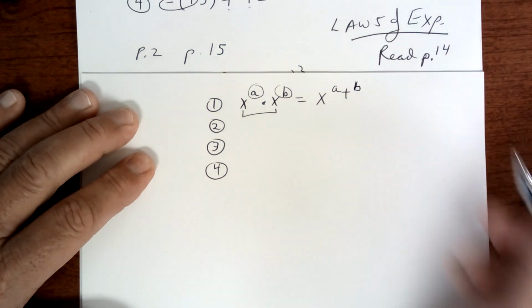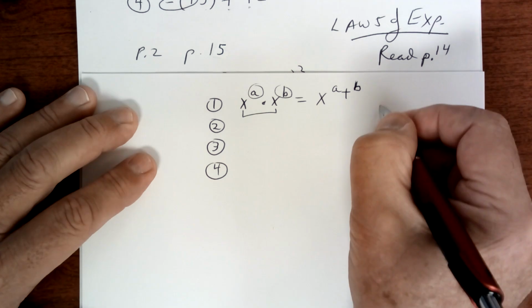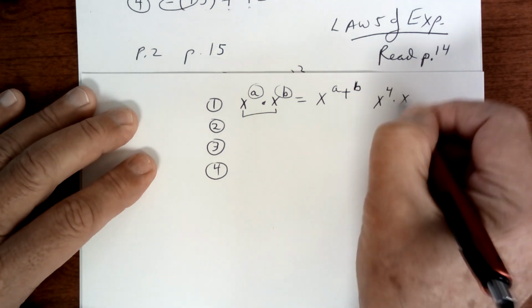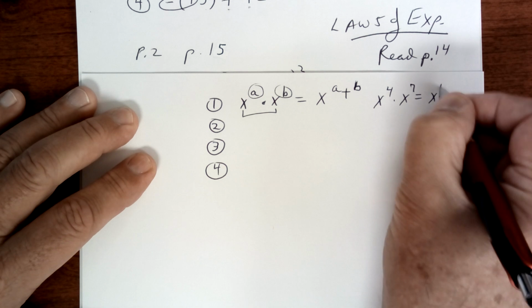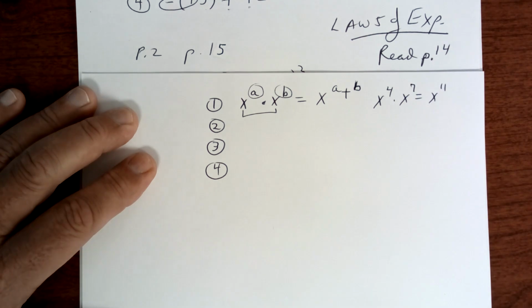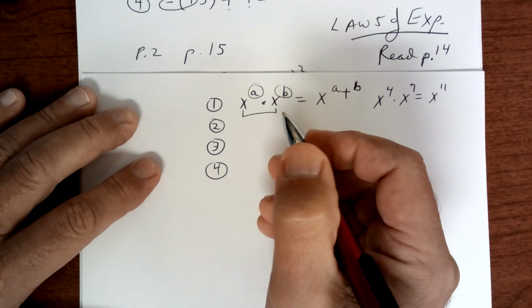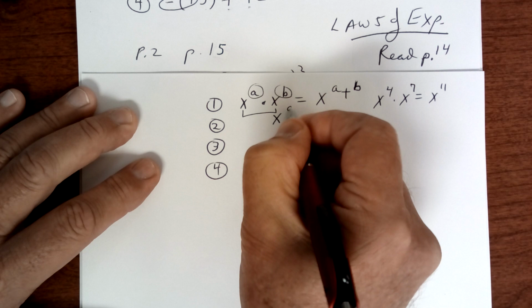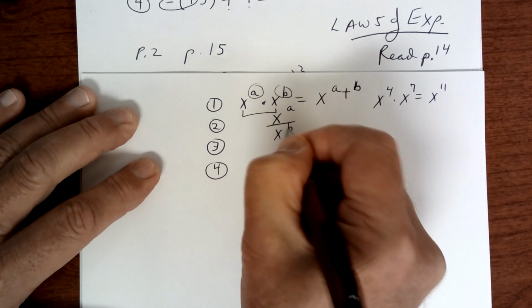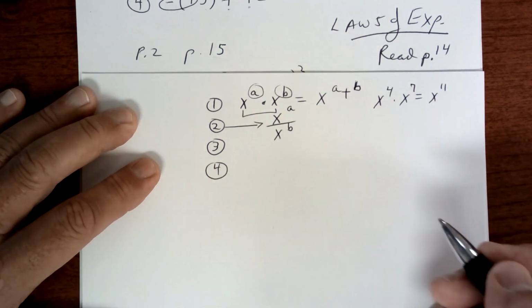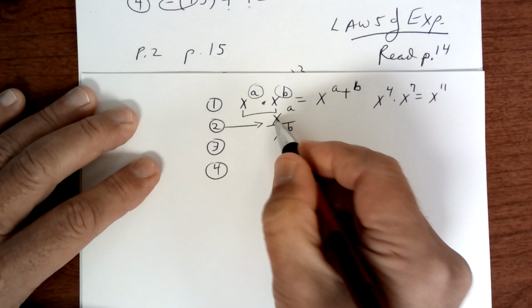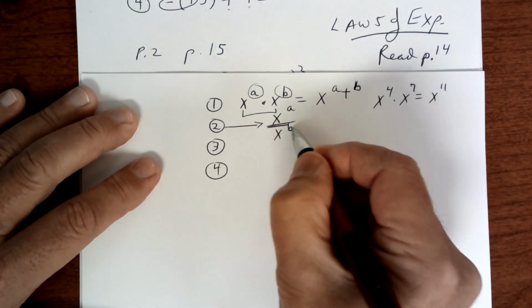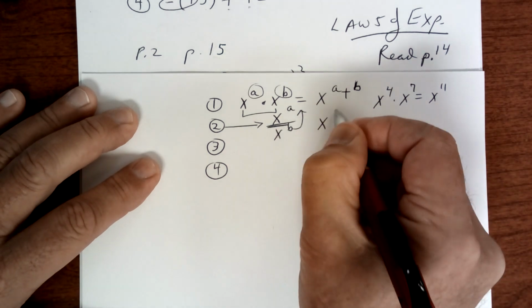Okay, so that would be like x to the 4th times x to the 7th equals x to the 11th power. The next one is kind of like the distributive property. Well, let's use division. x to the a over x to the b, number 2. For that one, you have the same base, but you're dividing. So you subtract the exponents. That's going to be x to the a minus b.